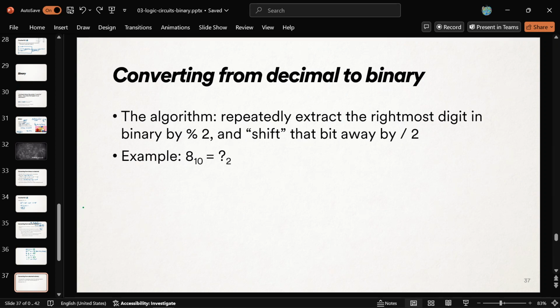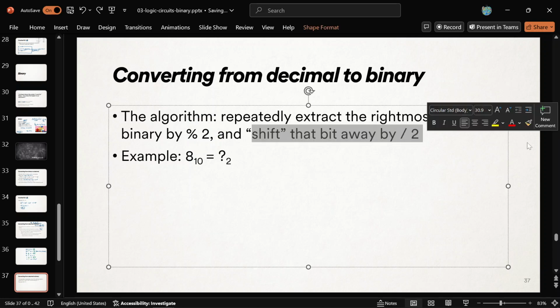All right, so just keep on doing it this way. Repeatedly extract the rightmost digit in binary, the rightmost bit, by doing mod 2, which makes sense, right? Because if you divide by 2, what are the remainders that you could possibly get back? 0 or 1. And then you chop it off in binary by doing divide by 2, throw away remainders.